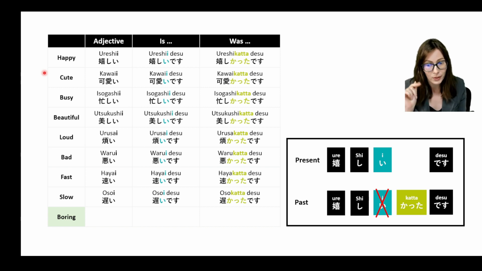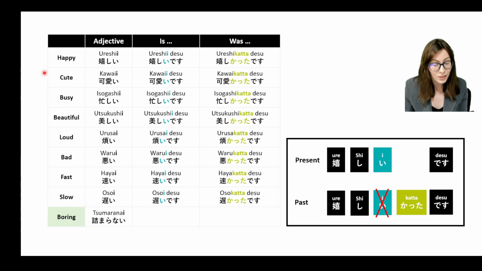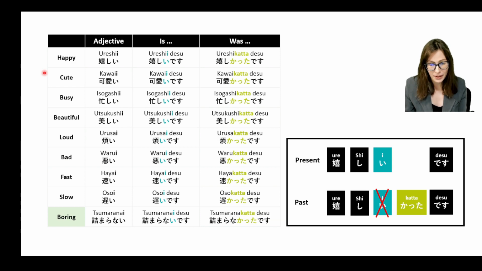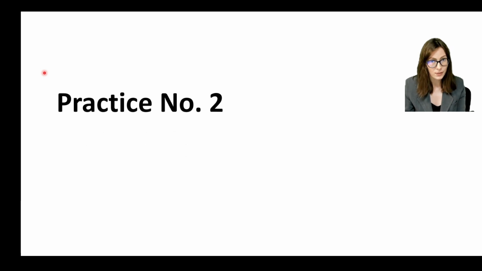So how do you say boring? It would be つまらない. Okay? How is it in the present? It would be つまらないです. Come up with your own answers. Watching you. Okay, so how do we say that in the past? It would be つまらなかったです. Now we are done with our first part. Excellent. Now let's see the second exercise.